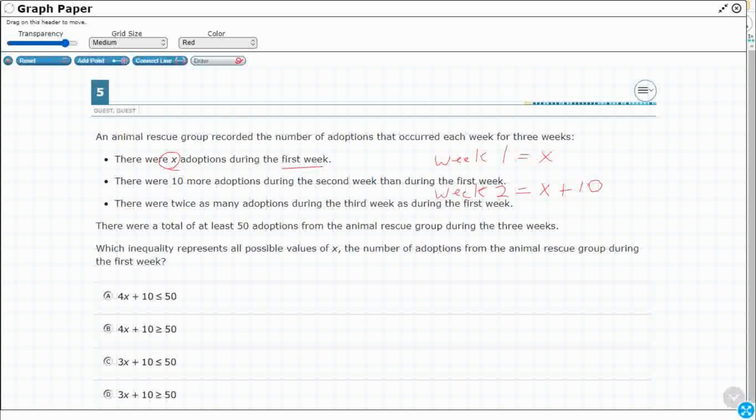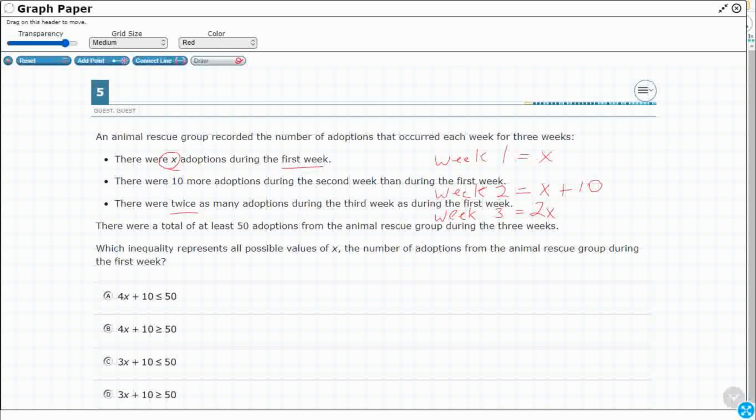And then there were twice as many adoptions during the third week as during the first week. Week 3 equals twice. All right, so this twice right here. First week is simply X, right? So week 3 is going to be 2X, just 2 times. Right, so week 1 is X, week 2 is X plus 10, week 3 is 2X.